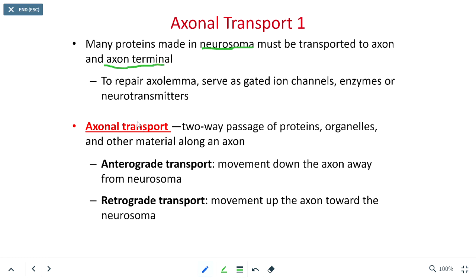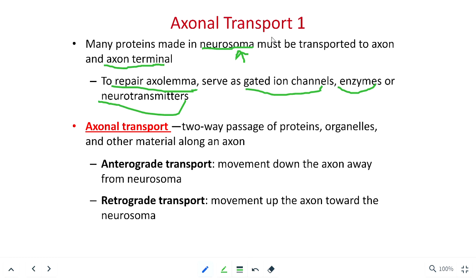We also are going to have some issues with the axon. The axon can be up to 30 centimeters long. That's not uncommon to have a 30 centimeter long axon. And there's a lot of cell membrane associated with that. So we need to be able to repair that cell membrane. We also are going to need to maintain the gated ion channels within that axon to modulate or regulate electrical activity, and then take those neurotransmitters and enzymes made at the neurosoma and get them to the end, the axon terminal.